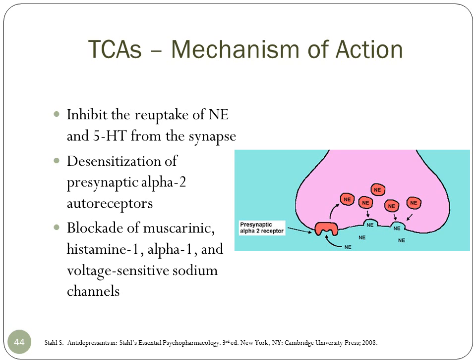These agents are not used first line due to all their side effects, and that is because of part of the mechanism of these agents. With the blockade of muscarinic receptors, we will see anticholinergic side effects. With blockade of histamine receptors, we'll see sedation and weight gain. With alpha-1 receptors, we get quite a bit of orthostatic hypotension. And then with these voltage-sensitive sodium channels, this can actually cause seizures and arrhythmias.